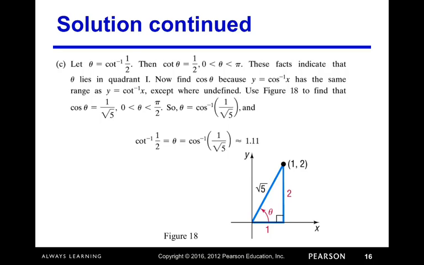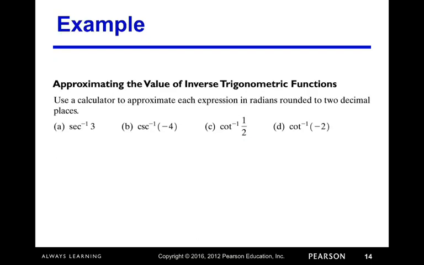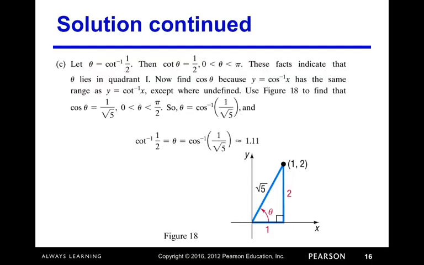Should be in the first quadrant because the cotangent's between 0 and pi. So the angle has a cotangent of 1/2. Let's see, what am I looking for? Okay, I don't know.